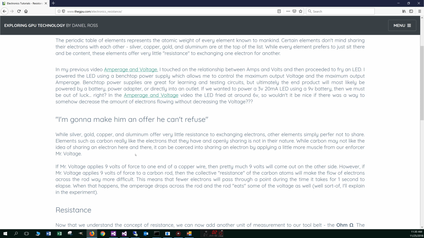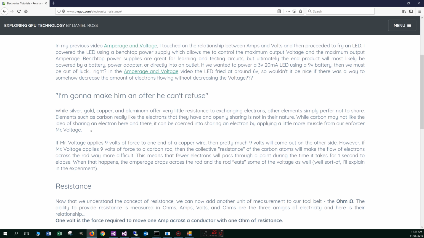But anyway, while silver, gold, copper, and aluminum offer very little resistance to exchanging electrons, other elements simply prefer not to share. Elements such as carbon really like the electrons that they have, and openly sharing is just not in their nature. Now, while carbon may not like the idea of sharing an electron here and there, it can be coerced into sharing an electron by applying a little more muscle from our enforcer, Mr. Voltage. That's in case you didn't catch that, that's my little godfather.